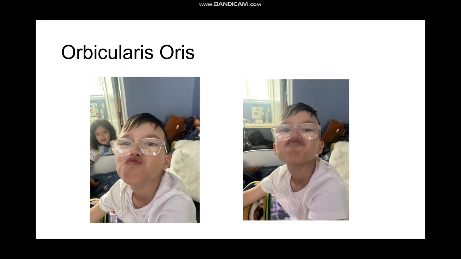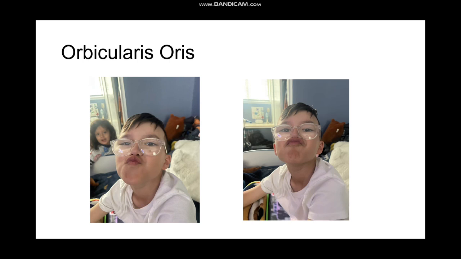Anyways, this is the orbicularis oris. Think of oris as oral. That's the best way I can tell you to not confuse them. I also think of this muscle as the kissy face muscle. You could see he's protruding his lips, he's closing his lips, and he's also protruding them at the same time, which makes the kissy face or the duck face, whatever you want to call it.